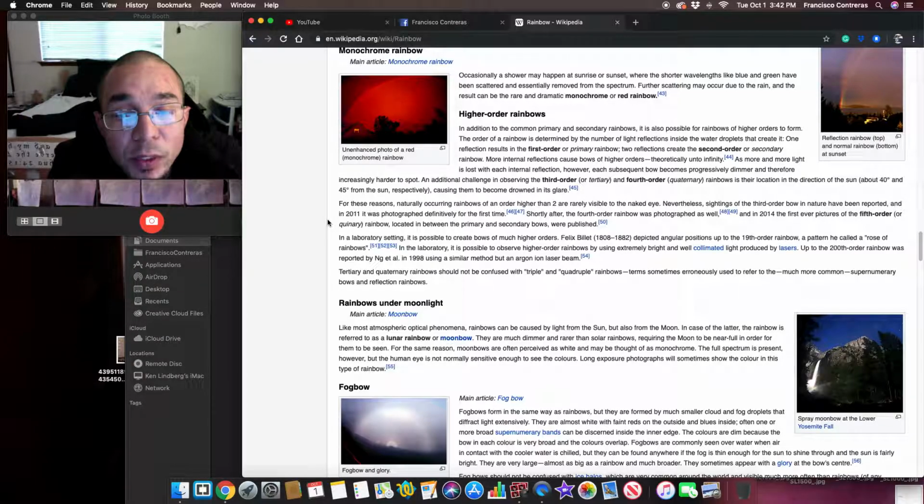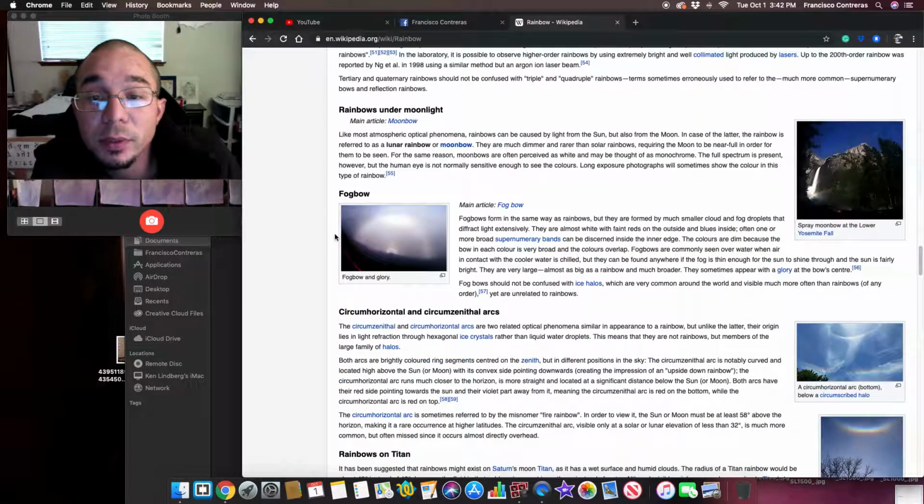Tertiary and quaternary rainbows should not be confused with triple and quadruple rainbows, terms sometimes erroneously used to refer to the much more common supernumerary bows and reflection rainbows.